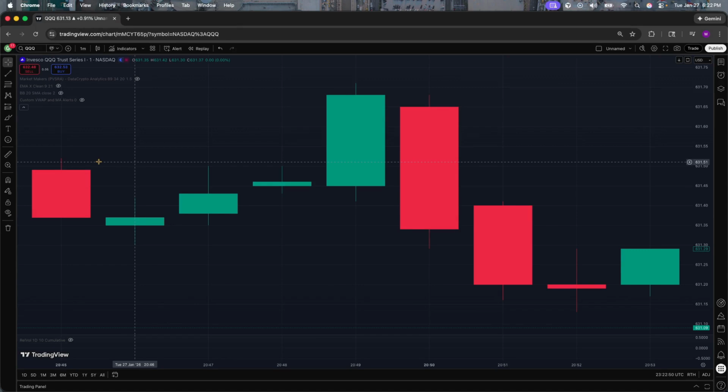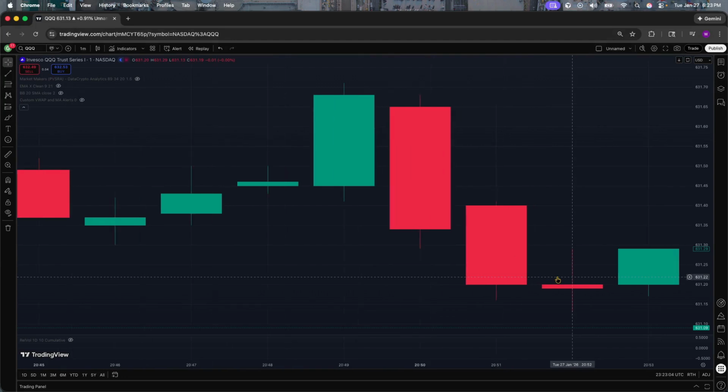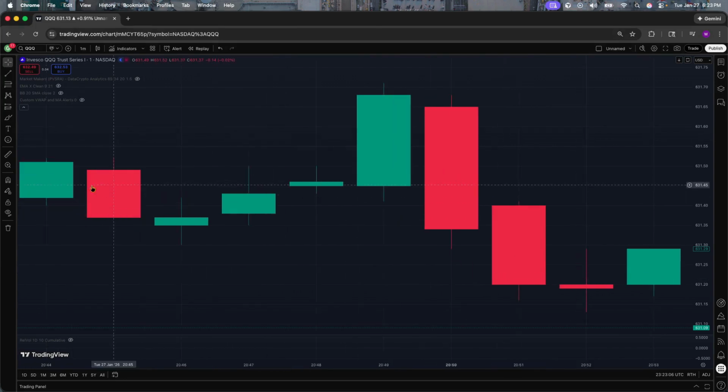So this is the QQQ chart, meaning that each one of these candlesticks represents 1 minute of action between the buyers and the sellers. So 1, 2, 3, 4, 5, 6, 7, 8, 9, 10. So what I'm looking at is 10 minutes of action between the buyers and the sellers, because each one of these candlesticks represents 1 minute of action.